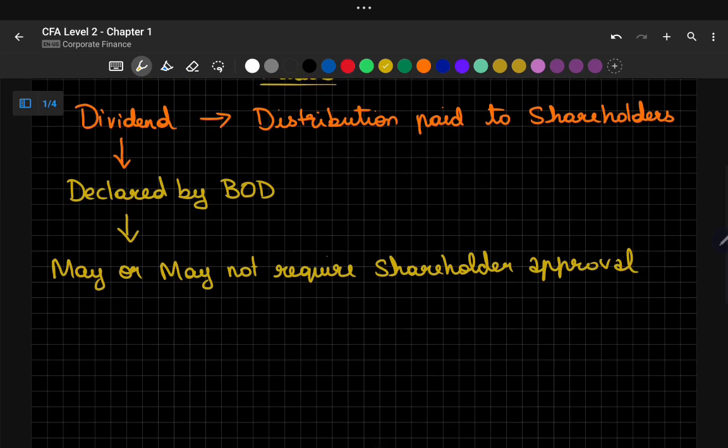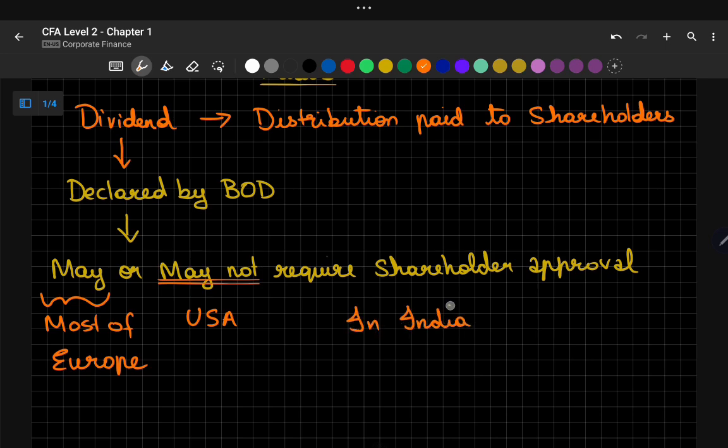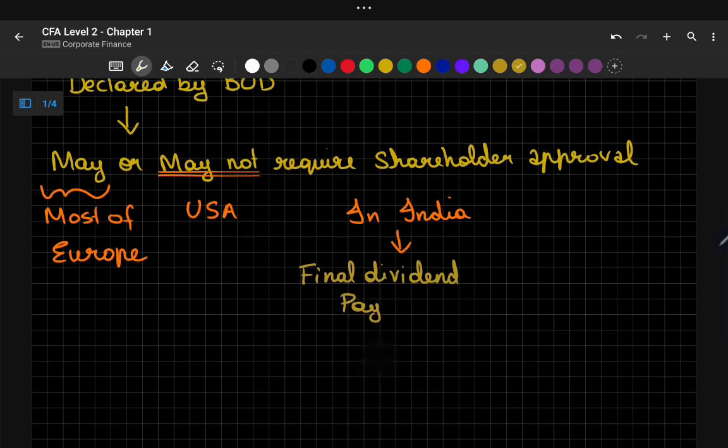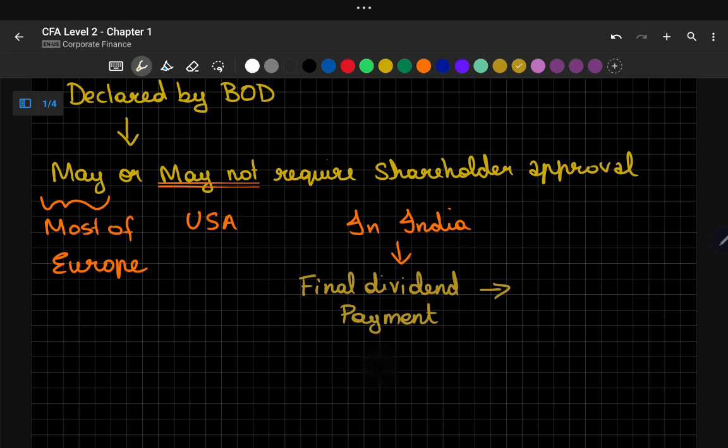Okay. So why did I mention it as may or may not? In most of Europe, shareholder approval is required, whereas in the USA, shareholder approval is not required. Now, what about India? In India, for the final dividend payment in a financial year, shareholder approval is required, and the shareholder approval is taken during the AGM meeting.